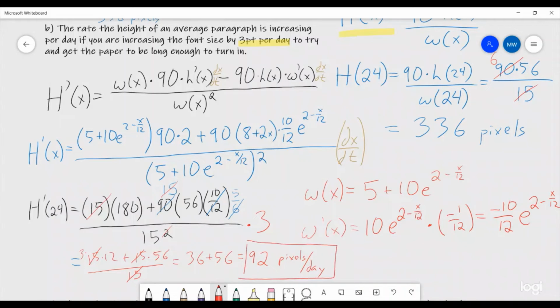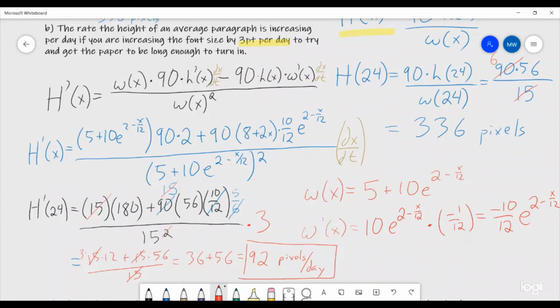That is how fast the height of the paragraph is increasing per day if we are increasing the font size 3 pixels per day, or 3 points per day. Now this makes sense, because if we increase the font size by 3 points per day, that means that our height per line is increasing by 6, and then the number of lines, well, we found that at 24, there were going to be, let's see, 90 divided by 15, so there's about 6 lines, and all of this is making sense. This is about the number that we would expect.